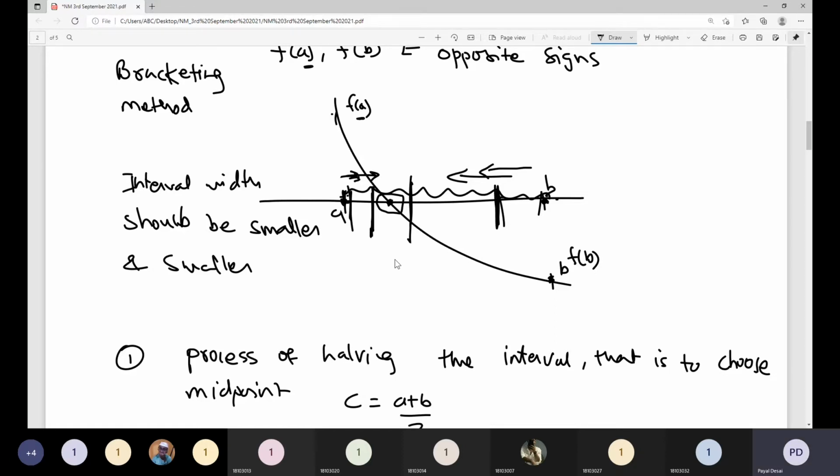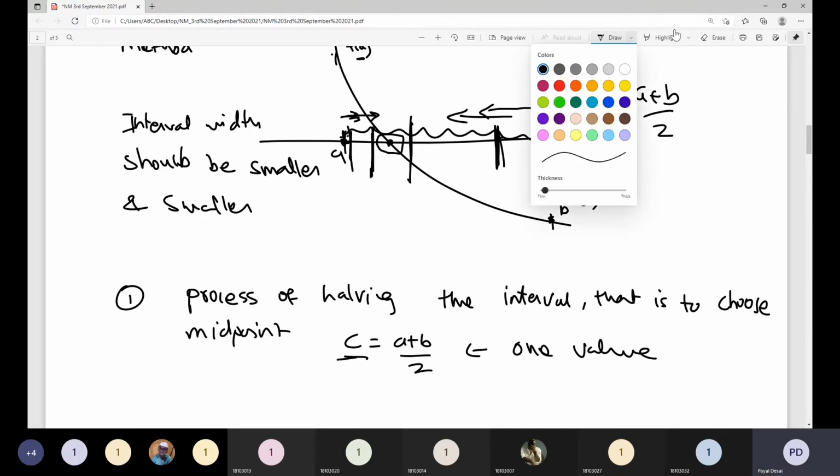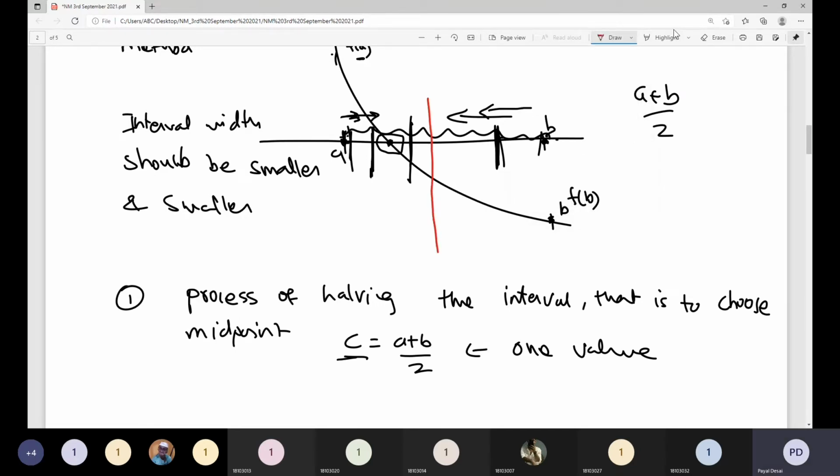But what are the conditions? I found out point C. I found out some point, but that is only one value, right? This is just the one value. But it's a bracketed interval. That means I need one more value, right? So one point I have figured out, that is a plus b by 2. That's the midpoint. And this is the first step, the process of halving the interval to choose first the midpoint, and then how to choose the second point, because a plus b by 2 we have done, its value will come somewhere here. But what about the second value, based on what do I choose it?